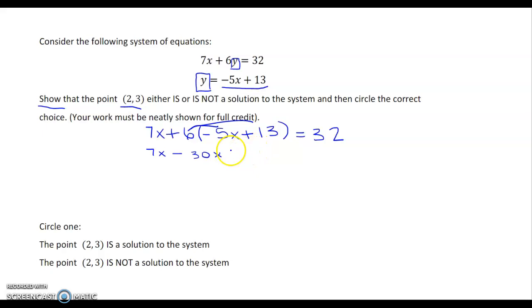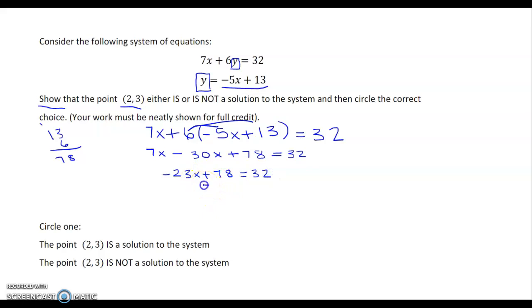Let's see, what is that one? Better check myself. 78 equals 32. Okay, so negative 30x plus 78, there we go. Let's combine like terms on the same side. So 7x minus 30x, we'll get a negative 23x plus 78 equals 32.